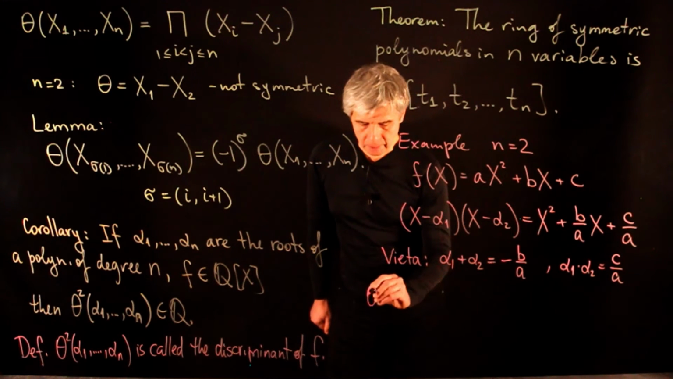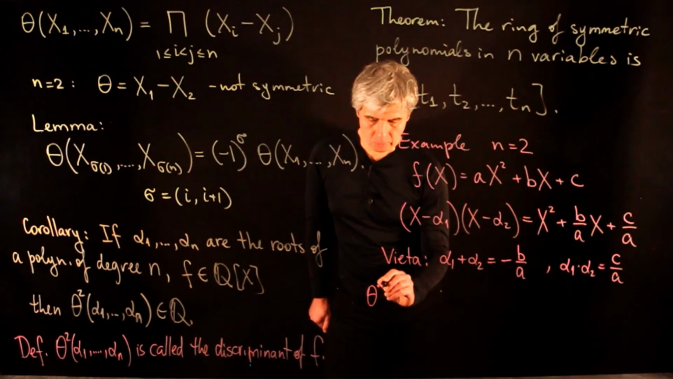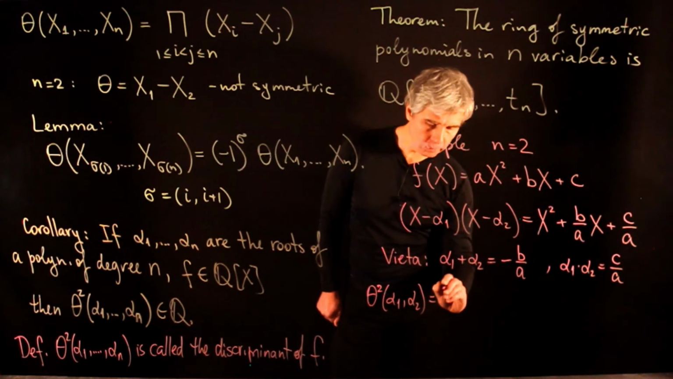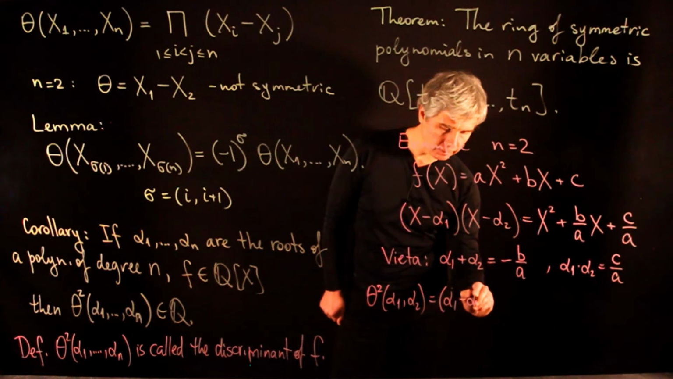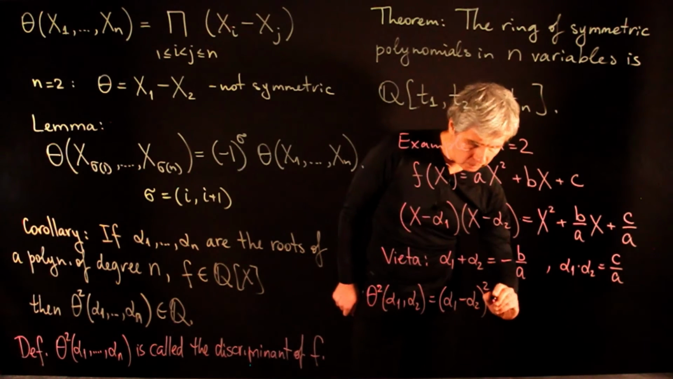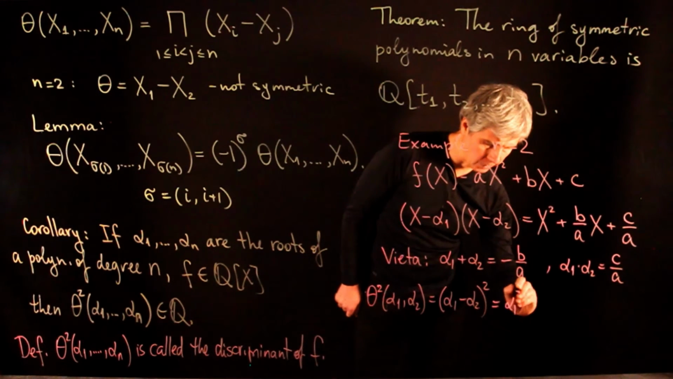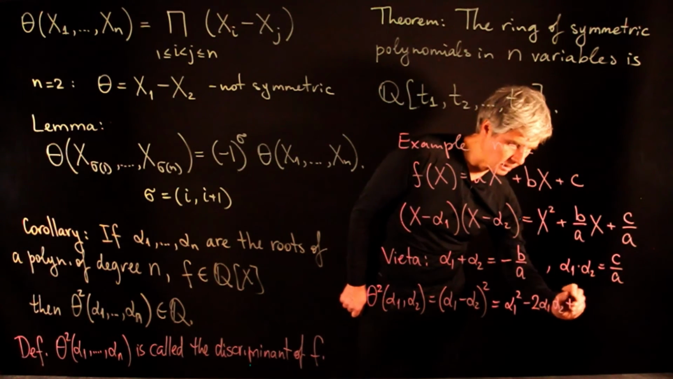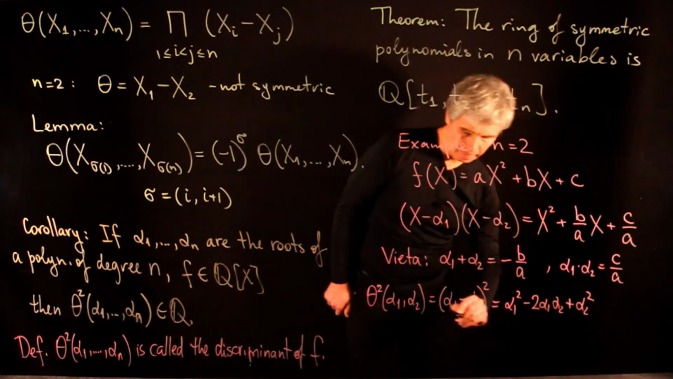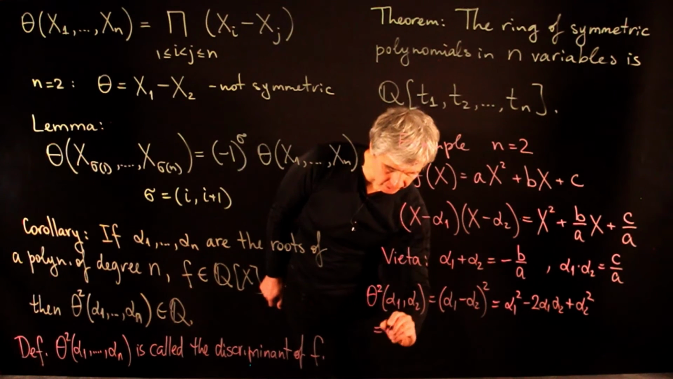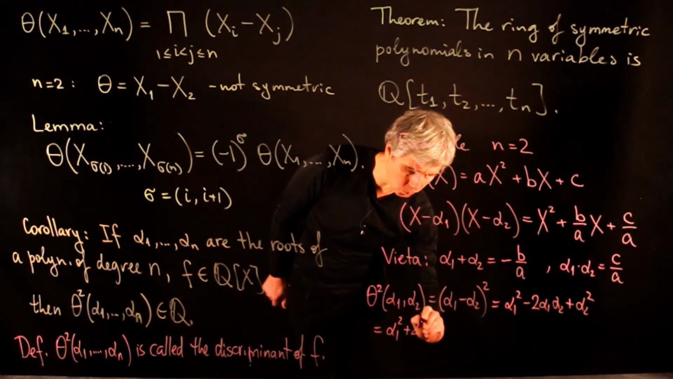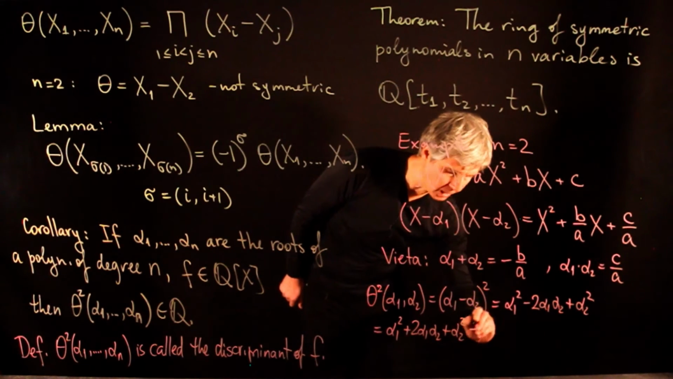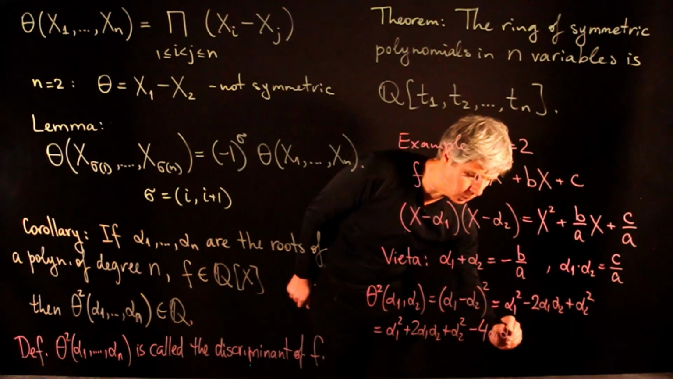So what is the discriminant in this case? Theta squared of alpha_1, alpha_2 is equal to (alpha_1 minus alpha_2)^2. This is equal to alpha_1^2 minus 2 alpha_1 alpha_2 plus alpha_2^2. Or that's alpha_1^2 plus 2 alpha_1 alpha_2 plus alpha_2^2 minus 4 alpha_1 alpha_2.